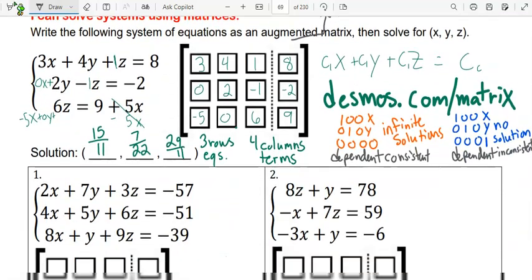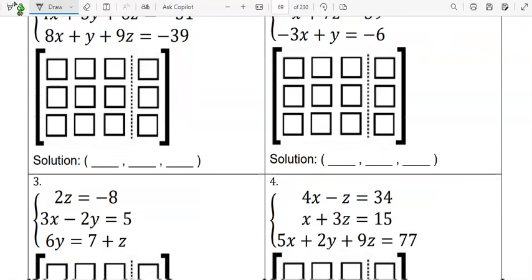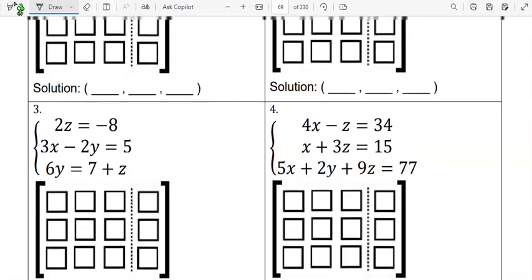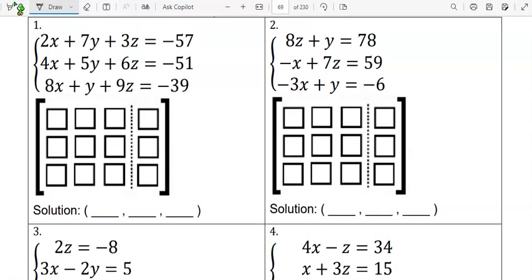Go ahead and try the other questions on your own. Set up the augmented matrices and then plug them into the calculator, finding the reduced row echelon form of them.